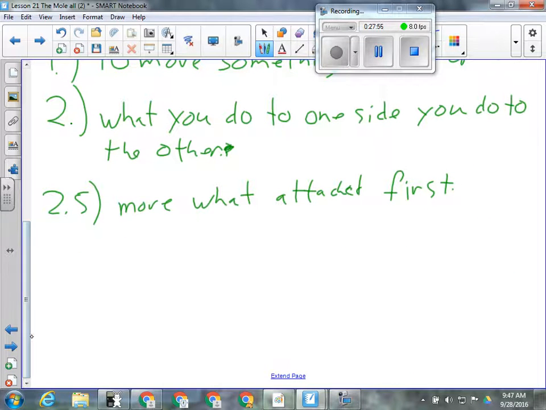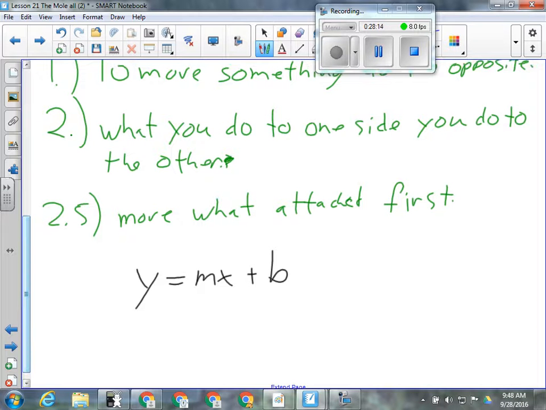Now, just as a little quick algebra thing. Let's say I have this formula. How many people have looked at this in math already? A few of you are doing graphing, y equals mx plus b. If you haven't, don't worry about it. Let's say that I want to solve for m.